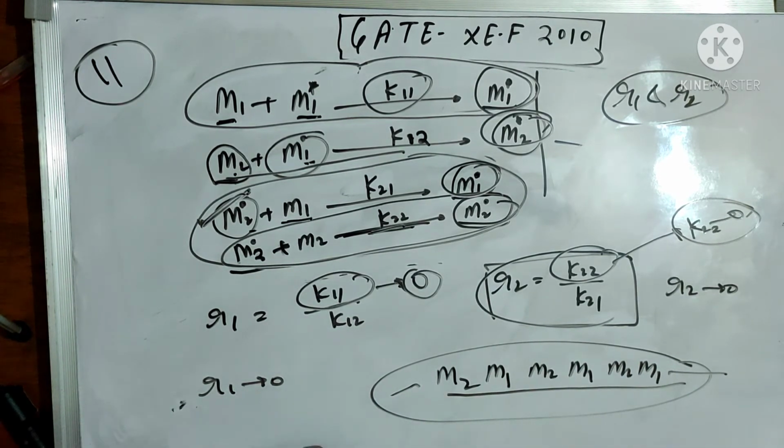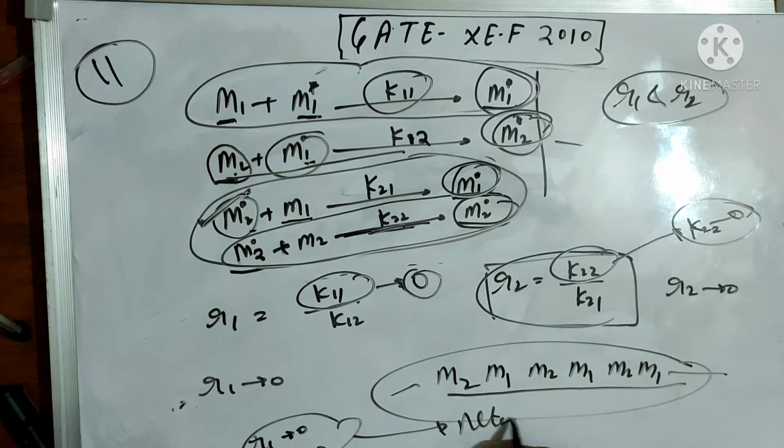So when R1 and R2 tend to 0, an alternate copolymer is formed.